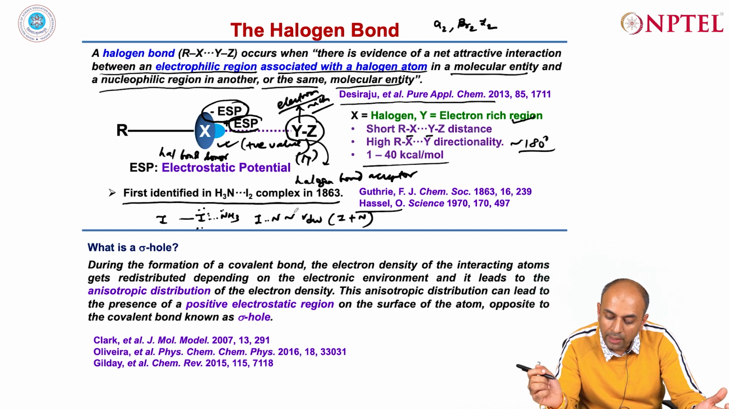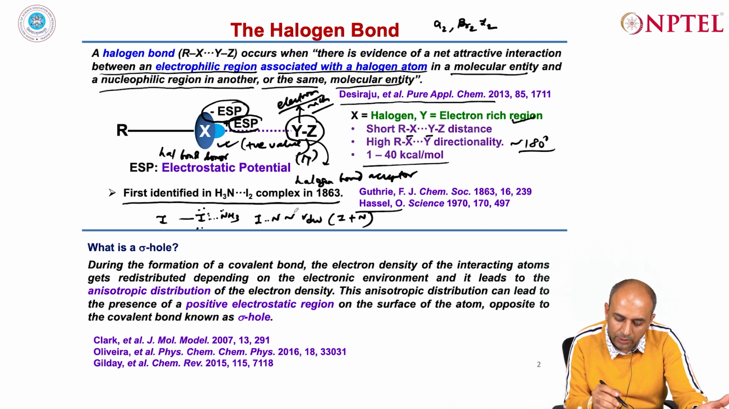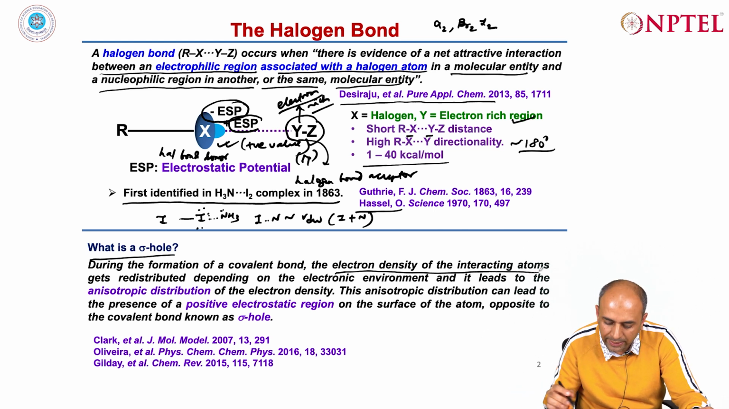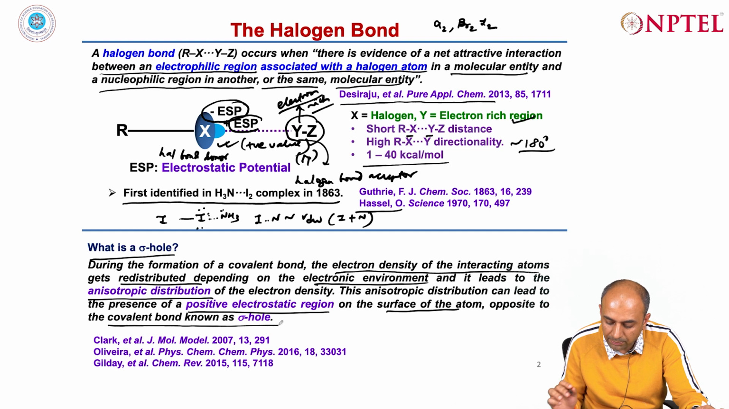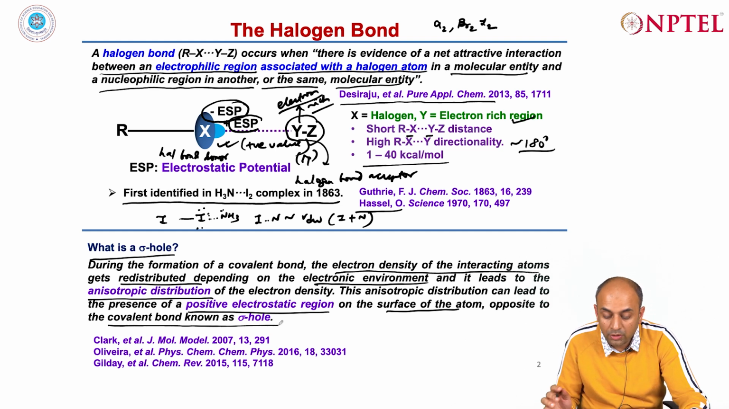So, following the identification of the halogen bond, it was primarily attributed to the sigma hole. And as we have already discussed, the electron density of the interacting atoms is redistributed depending on the electronic environment, and this results in the anisotropic distribution of the electron density. And this can lead to the development of a positive electrostatic region on the surface of the atom, which is opposite to the covalent bond, thereby known as the sigma hole. So, this origin of the sigma hole is extremely important, and this was first observed in case of halogens, the heavier halogens.